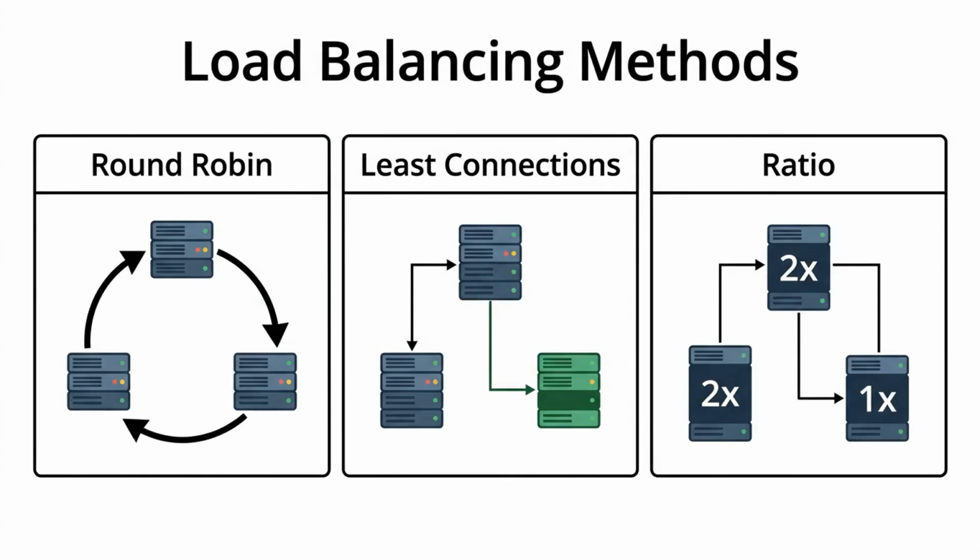Now, how does F5 decide which pool member gets the traffic? That's controlled by the load balancing method. The simplest one is round robin. Requests go to each server in turn. Server 1, server 2, server 3, server 1 again. Another popular method is least connections. Traffic goes to whichever server has the fewest active connections. There's also ratio and priority, where you give certain servers more weight. F5 supports many methods, and you choose what fits your app.